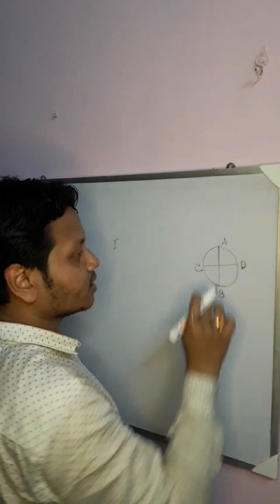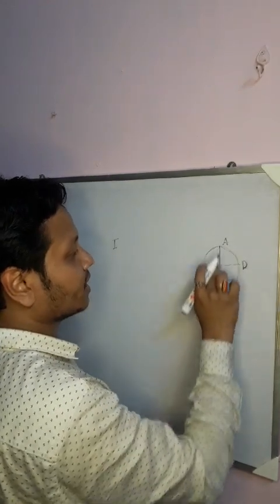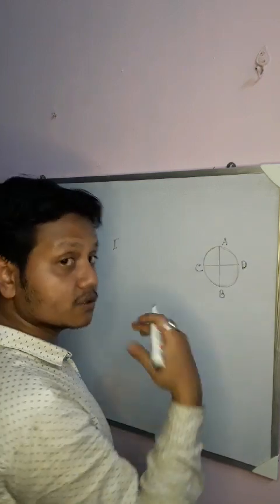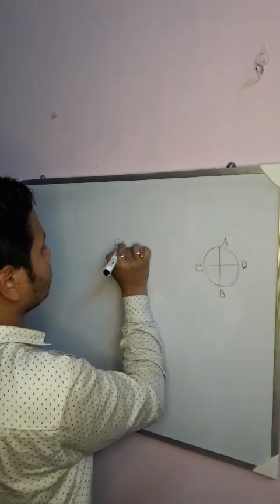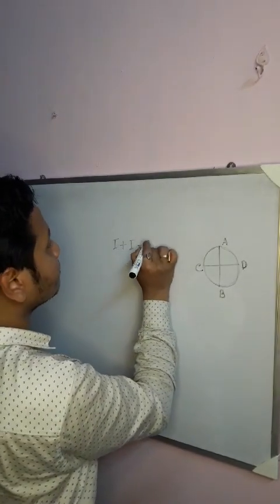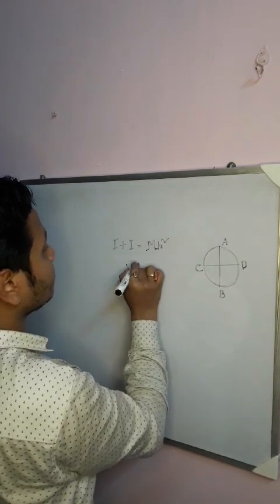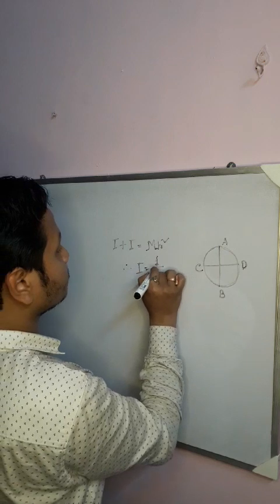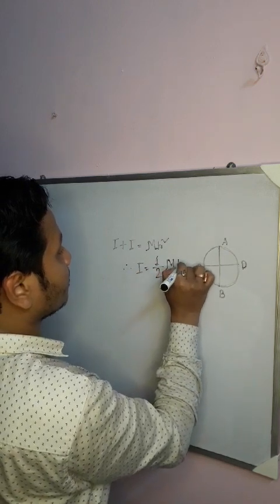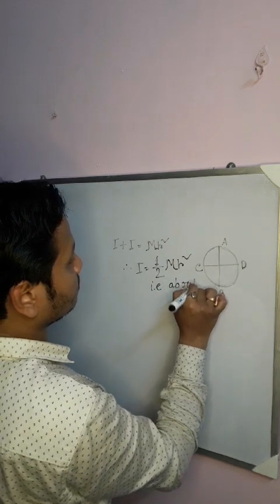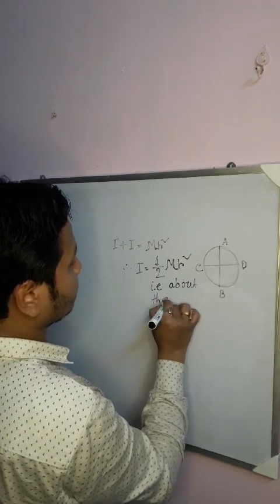We also know that the moment of inertia about the diameter AB, if we take it as I, about CD it will also be I. So I plus I is m r square. So what will be I? That is half m r square. This is about the diameter.